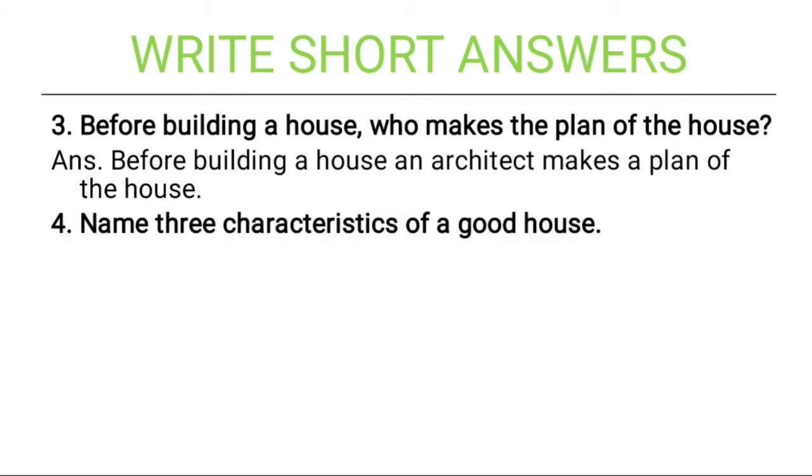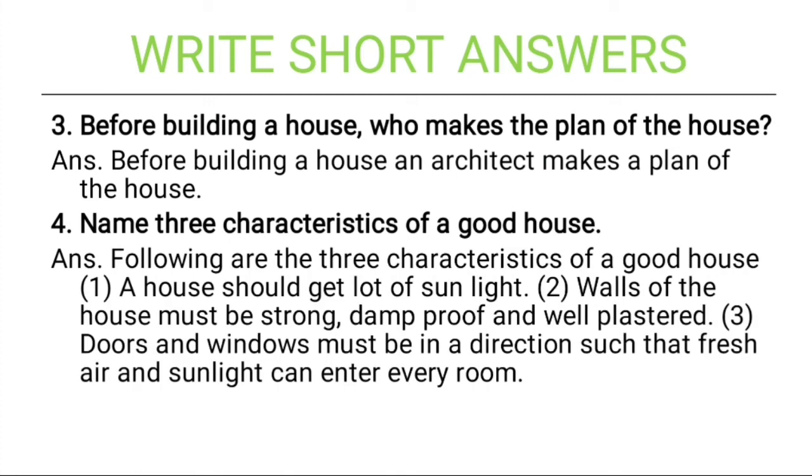Fourth question, name 3 characteristics of a good house. Now the characteristics of a good house are, the house should get a lot of sunlight. Then the walls of the house must be strong, damp proof and well plastered. Also the doors and windows must be in such a direction that they receive fresh air and sunlight. Fresh air and sunlight should enter every room. That should be the direction of doors and windows. So these are the answers.